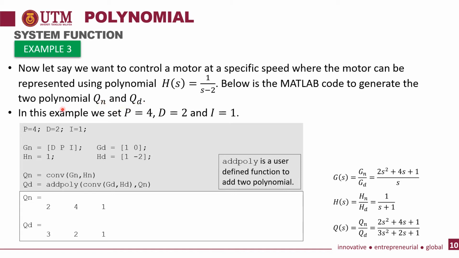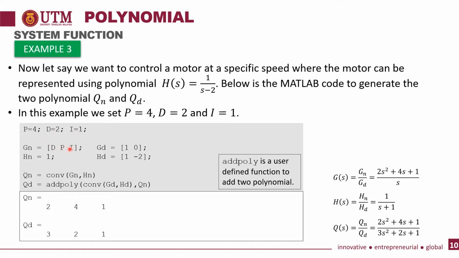In this example, we set p equals 4, d equals 2, and I equals 1. What you should do first is convert your polynomial expression into a vector. So gn is here, you convert it into d, p, I. So this is d, this is p, this is I: 2, 4, 1.